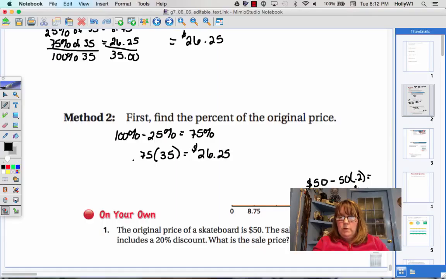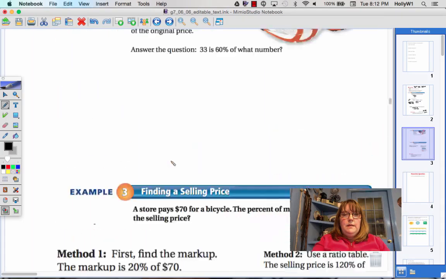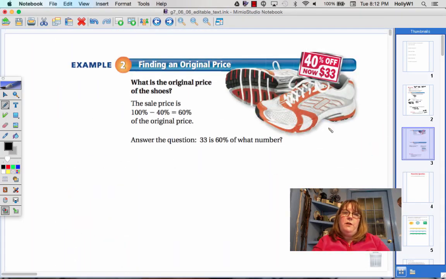Or I could say 100 minus 20% is 80%, and I could say 0.8 times 50, and that would also give me $40. So you could do it either way. Okay, now let's talk about how to find an original price.